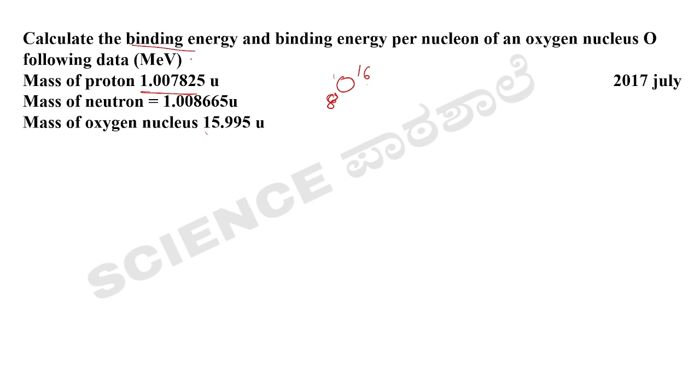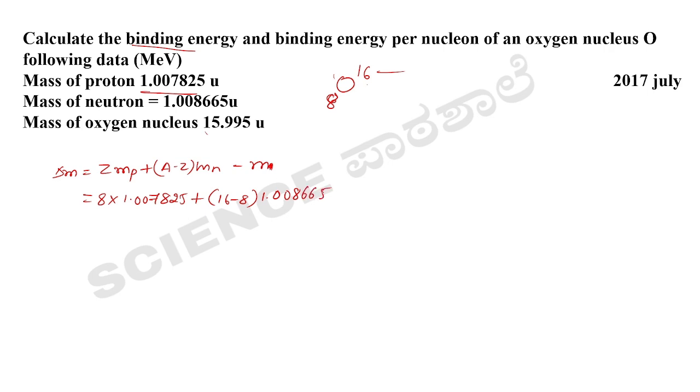Now we have to calculate the binding energy. They ask only for binding energy. To calculate the binding energy, we should calculate the mass defect, that is delta M. The formula is delta M equal to Z Mp plus (A minus Z) Mn minus M. Z, the atomic number, is 8, into Mp, the mass of proton, 1.007825, plus mass number 16 minus 8, into Mn, that is 1.008665, minus 15.995.